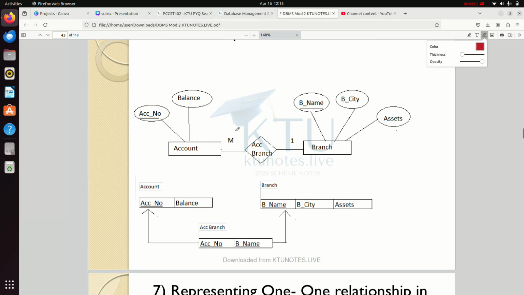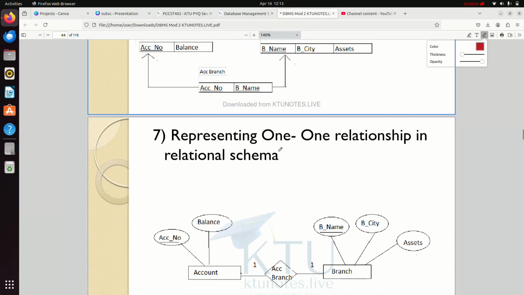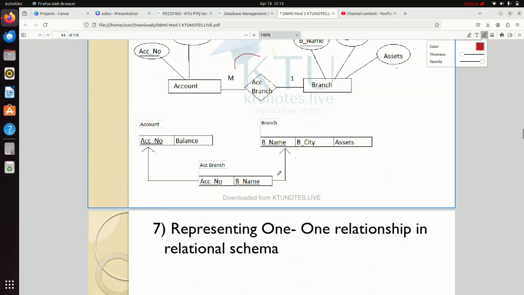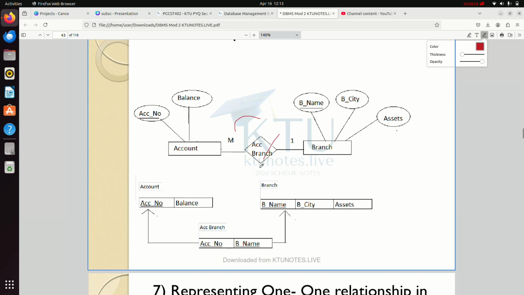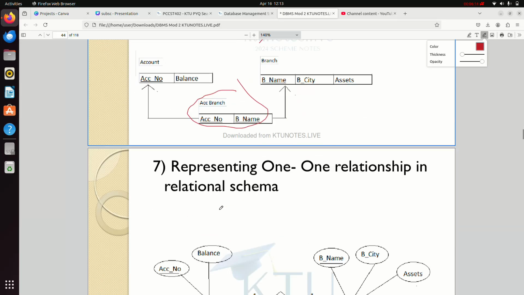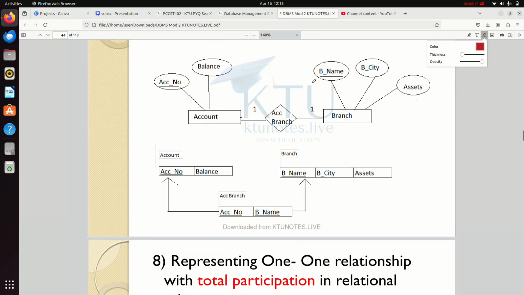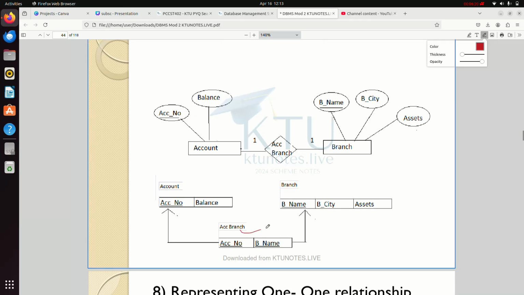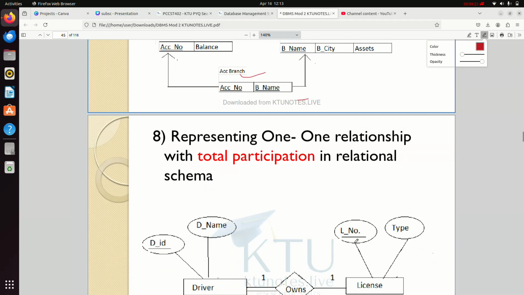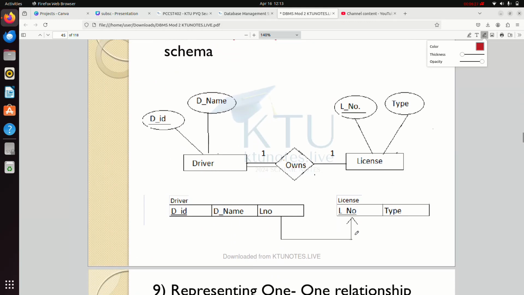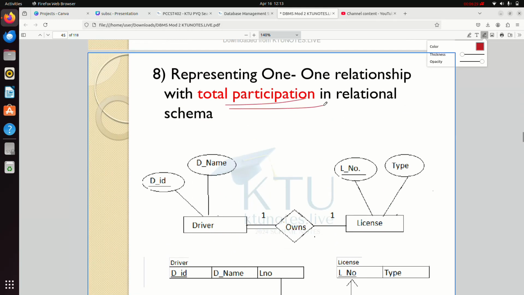Now, if you have many to one and one to many, see, this is account branch. So many to one means we will take the primary key of both of these in the account branch. Similarly, if you have a one to one relationship also, you write this account branch relationship and you write the account number and B name here. Understood? Now let's say one to one relation schema with total participation.